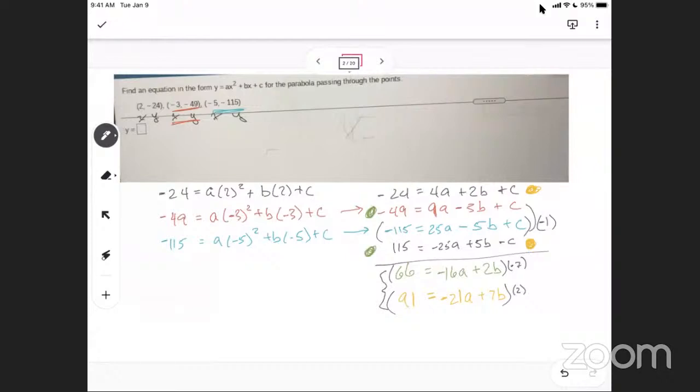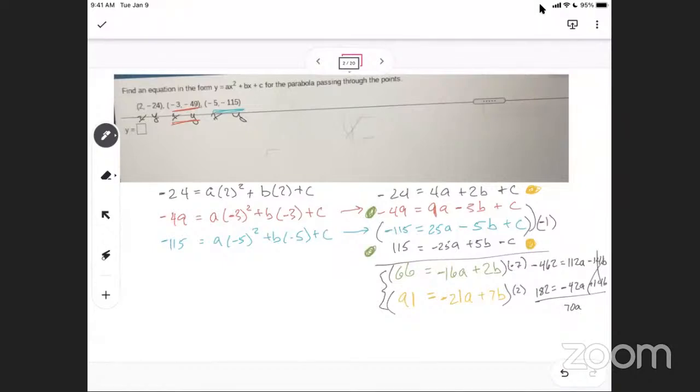Yep. So do you have what's -7 times 66? -462. -462 equals, what's -7 times 16? -112. It's going to be positive 112. -7 times -16, yeah, 112. Minus 14B. Okay, so that's my first equation. 2 times 91 is 182. 2 times 21 is -42A, and this is plus 14B. So when I add those together, the B's cancel, and 112 minus 42 is 70.